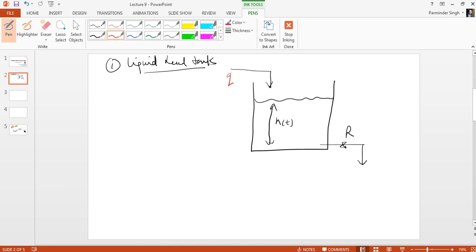The input flow rate is Q(t), the output flow rate is Q naught (t), and the density of the fluid is rho, which does not change, and the cross sectional area of the tank is A. Now such types of systems are of two types. One is linear systems and the other one is non-linear systems.